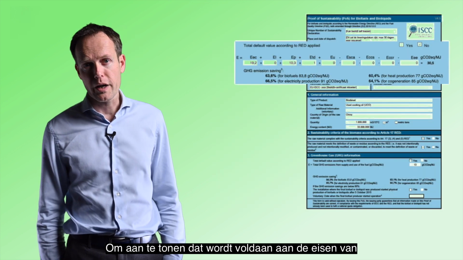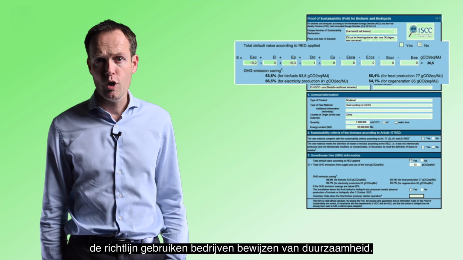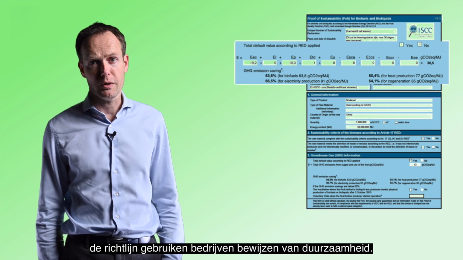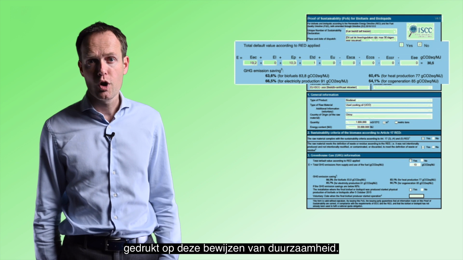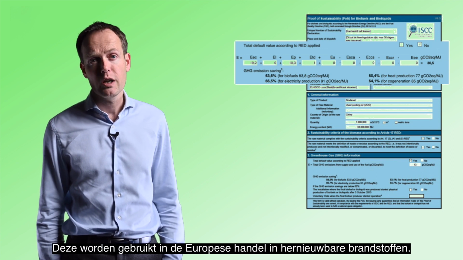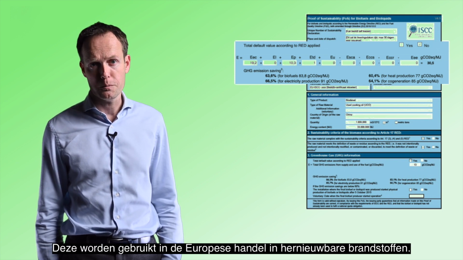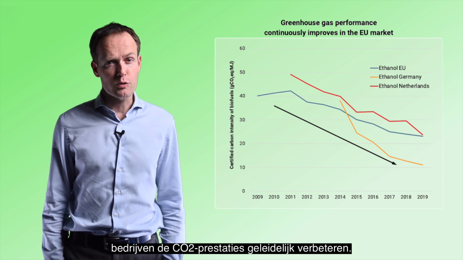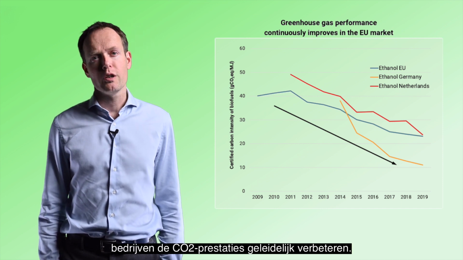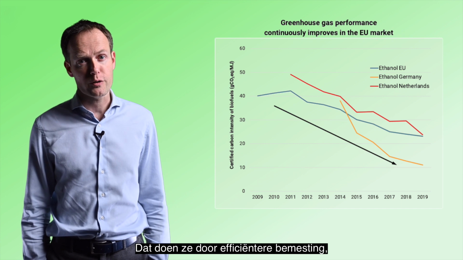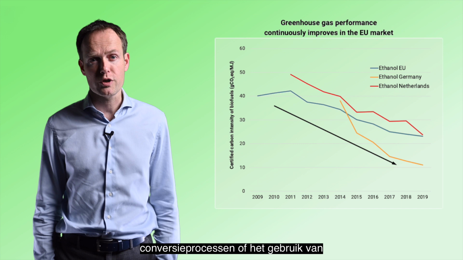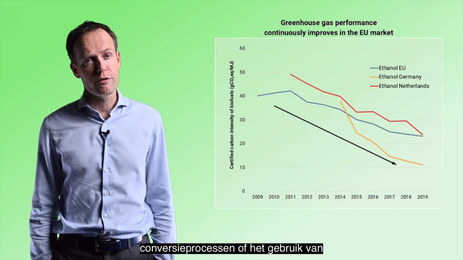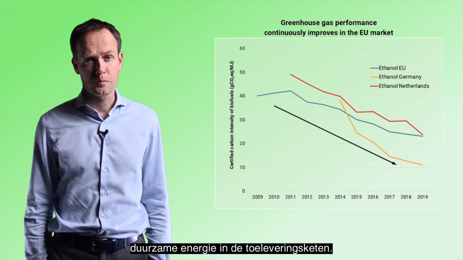To demonstrate compliance with the requirements of the directive, companies use proofs of sustainability. The greenhouse gas emission reduction score is printed on these proofs of sustainability. These are used in the European renewable fuels trade. We see that over time, companies gradually improve the CO2 performance. They do so by more efficient fertilizer application, smart agriculture, improvements in the conversion processes, or the use of renewable energy in the supply chain.